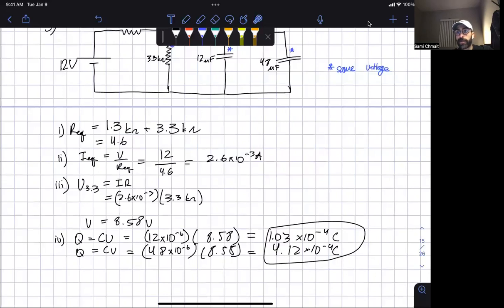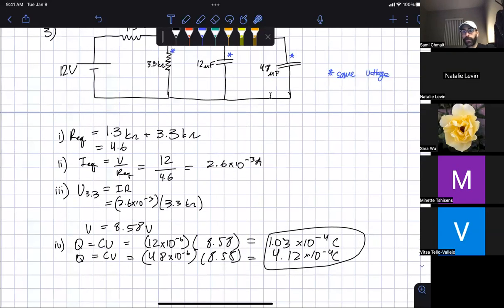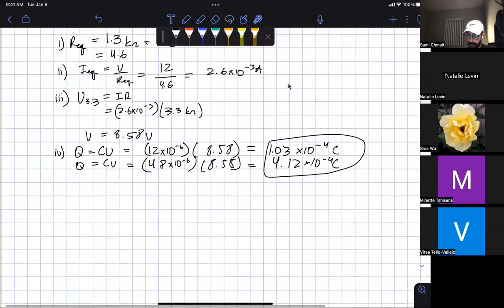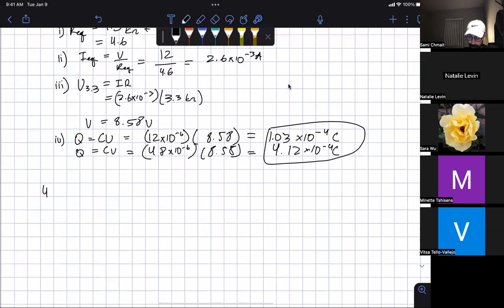Let's see if there's any questions. Okay, continuing with question 4 here, we have this figure they provide us. We have 4 resistors, all of which are in series. We know what the total voltage of the battery is. That's that V max, right? So this is question number 4.